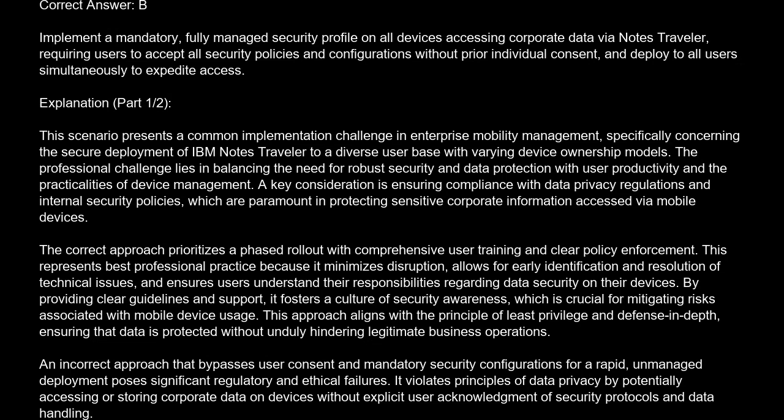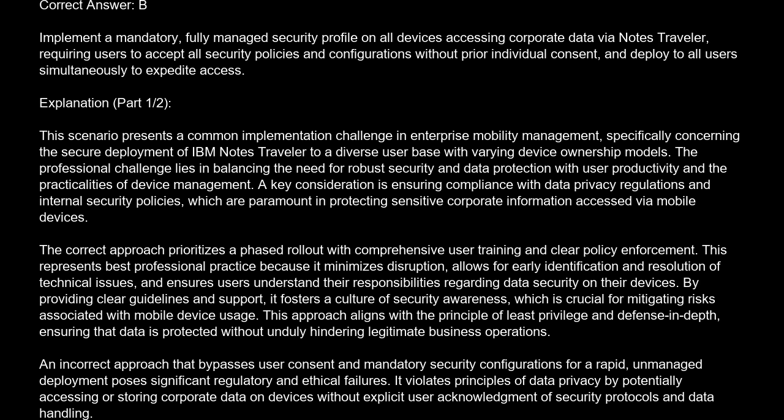The correct answer is B. Implement a mandatory, fully managed security profile on all devices accessing corporate data via Notes Traveler, requiring users to accept all security policies and configurations without prior individual consent, and deploy to all users simultaneously to expedite access.